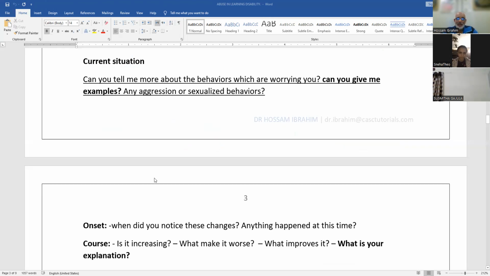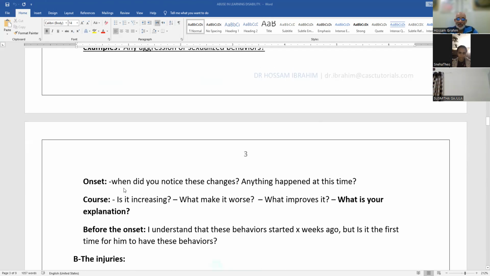Okay. And then you want to know exactly when did this happen? When did you notice these changes? Anything happen at this time? And you want to know the course, is it increasing? What makes it worse? What improves it?